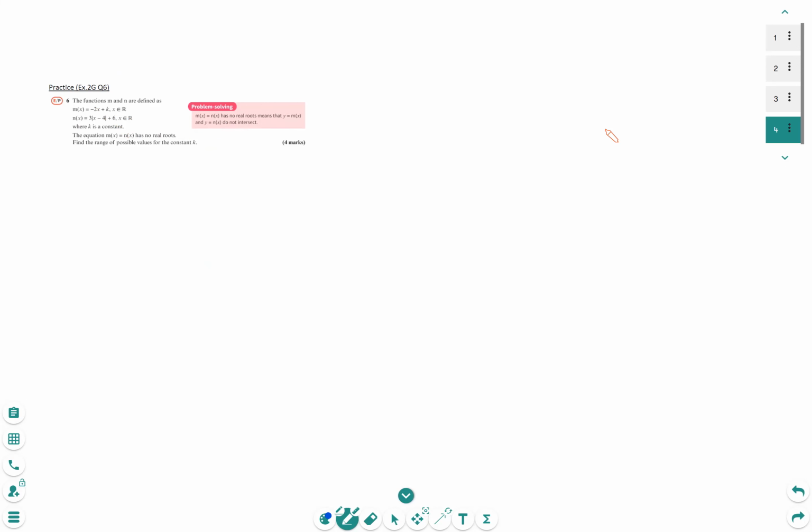So two functions, m and n, are defined as this and this, where k is a constant. The equation m of x equals n of x has no real roots. Find the range of possible values of constant k. Now, it does give you a bit of hint on the side here. When they have no real roots, it means they don't intersect.